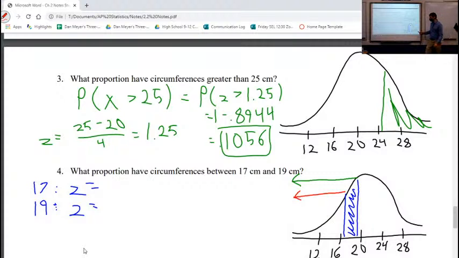I can subtract. I can say that I have all this area. I can take all this area, and then I can take away the stuff I don't want over here. And what I'm going to be left with is the area that I do want, that I'm shading in between. That's the way to do it from the table.